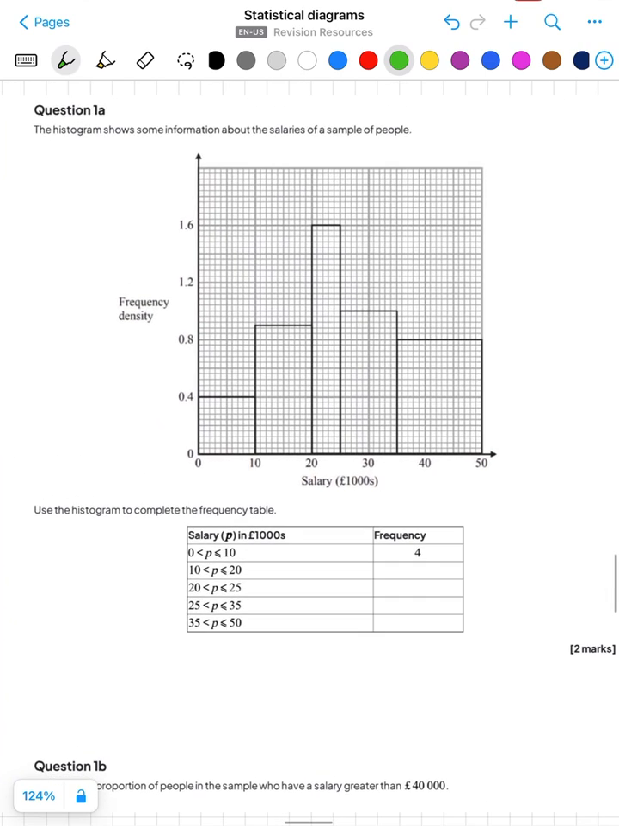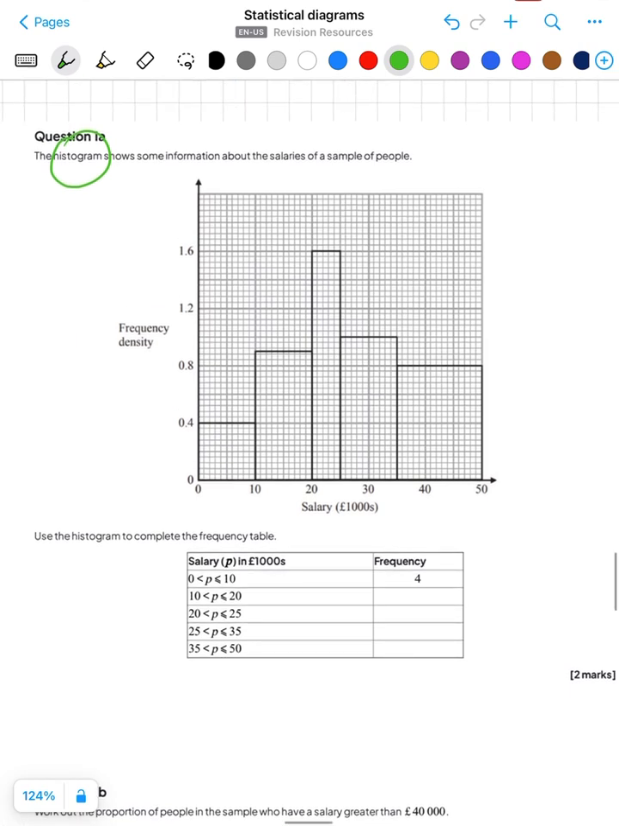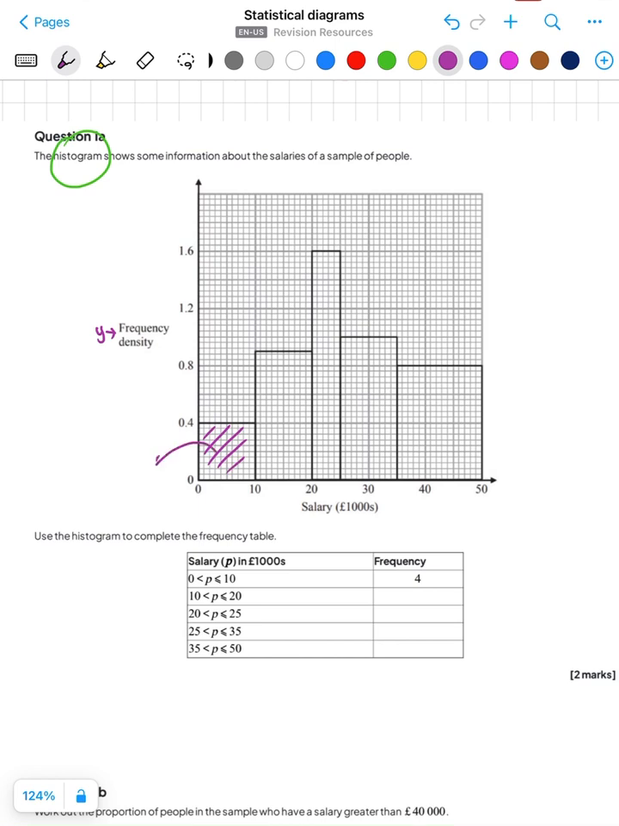Now we're looking at histograms. Now with histograms, these typically are on higher papers. It can vary where they are in the paper. What you'll notice is that on the y-axis for a histogram is the frequency density, not the frequency. Now a key point with histograms is that the area of the bar is the frequency in that group.